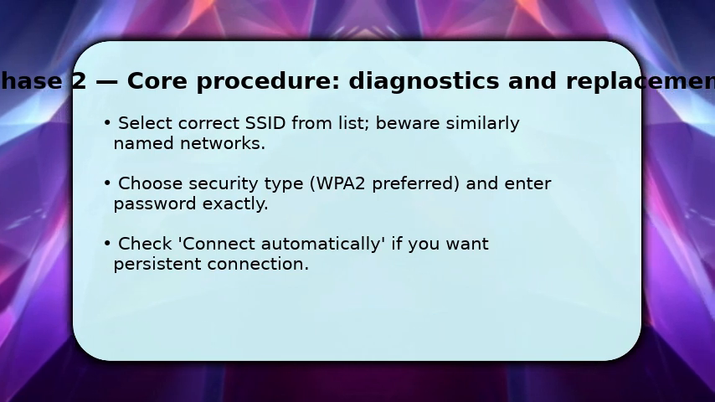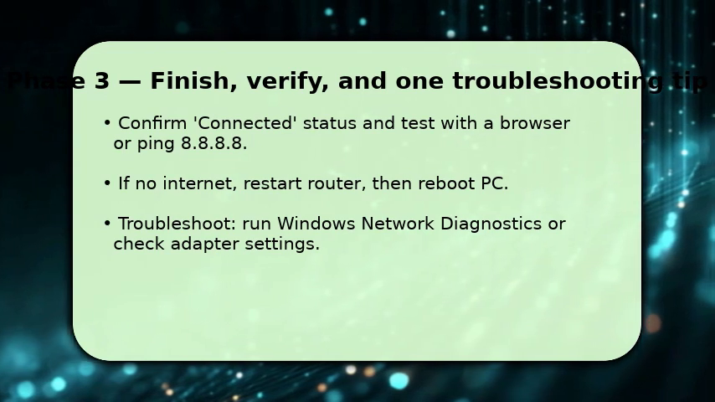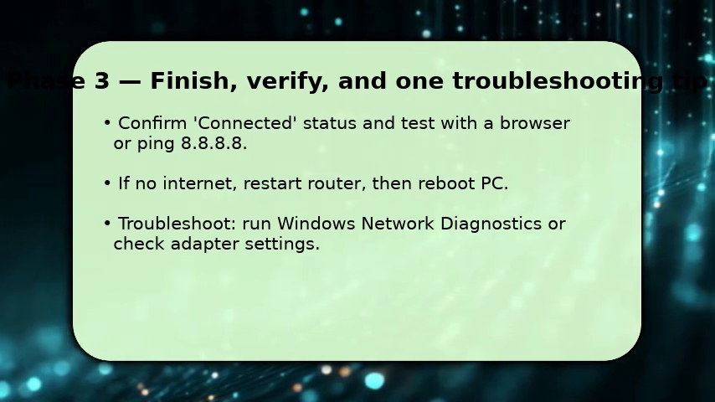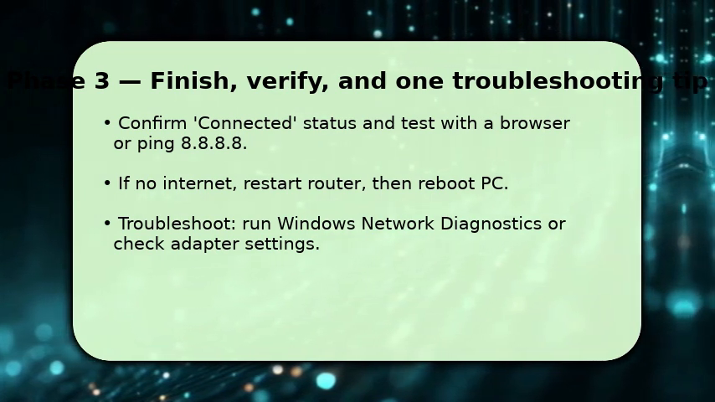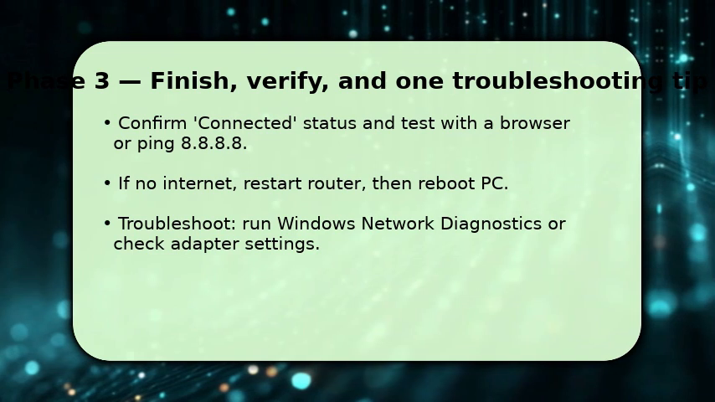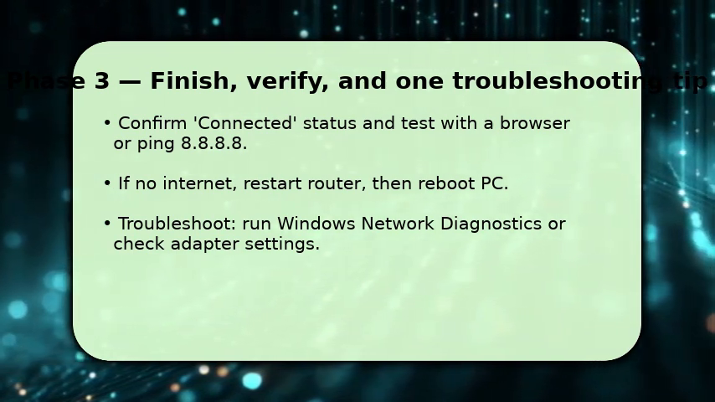To finish, verify Windows shows connected and then test internet access by opening a browser or pinging 8.8.8.8. This confirms IP and DNS are working. If you lack connectivity, restart the router first and then reboot your PC because many issues clear with a reset.